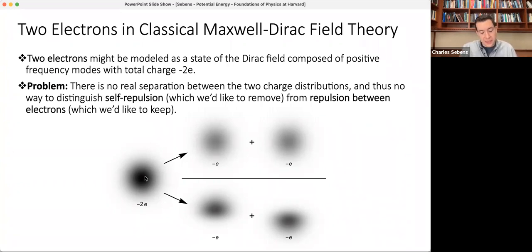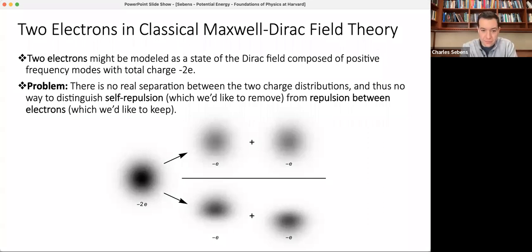So for example, there might be this big spherically symmetric cloud of charge. You might wonder, well, what's the contribution from one electron and what's the contribution from the other electron? You could decompose it into two clouds that look just like that, but they're half as faint and they're on top of each other. Or maybe you want to decompose it into an electron in the top half and an electron in the bottom half.